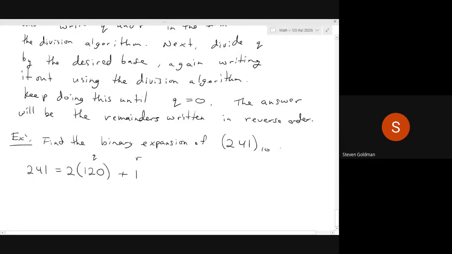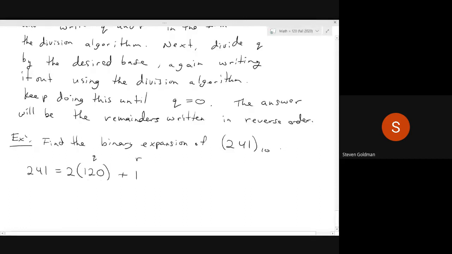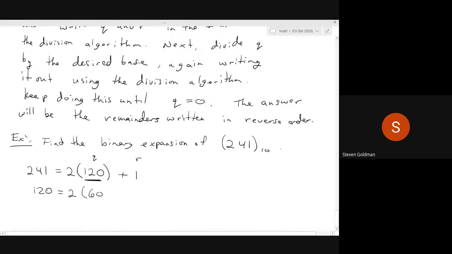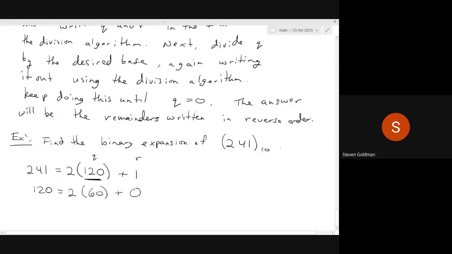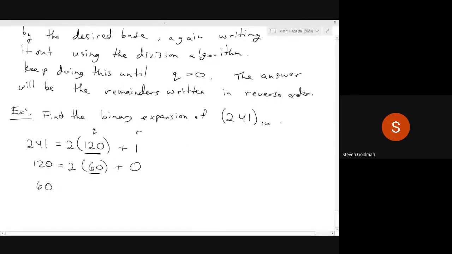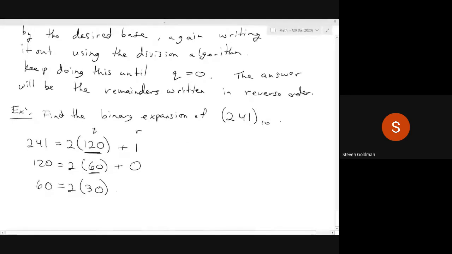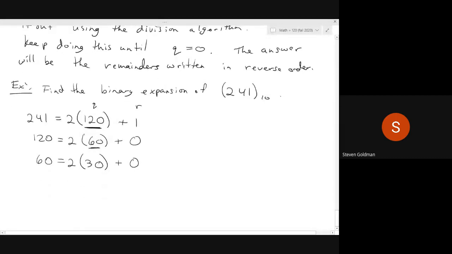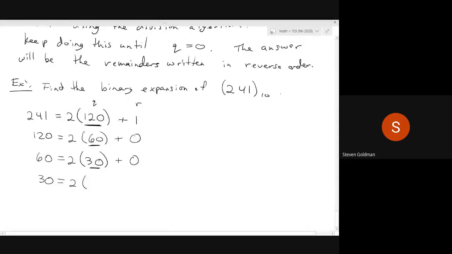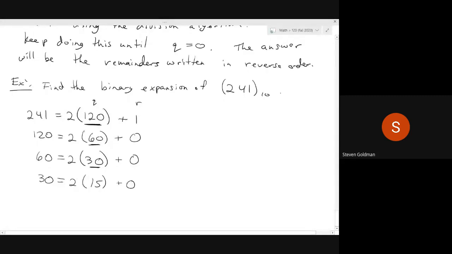The next step is to take the quotient that we got, 120, and now divide that by 2. So 2 goes into 120 60 times, plus a remainder of 0, right? 2 times 60 is 120. Now I'm going to continue doing this until my quotient is 0. So I'm going to take the new quotient, 60, and divide that by 2. 2 goes into 60 30 times, plus a remainder of 0. Take the quotient again, 30, divide that by 2. 2 goes into 30 15 times, plus a remainder of 0.